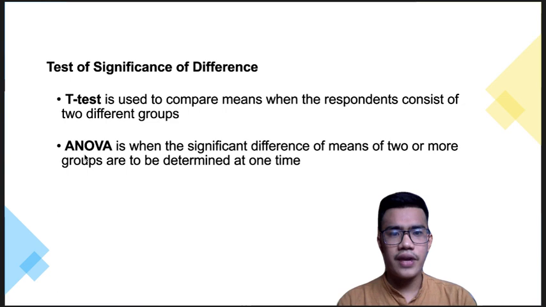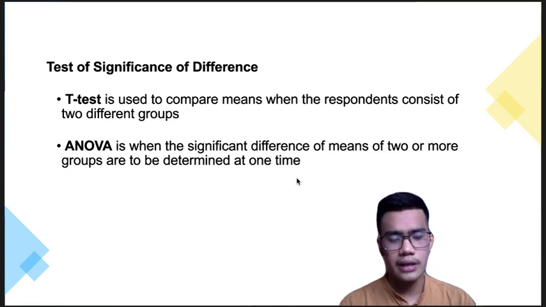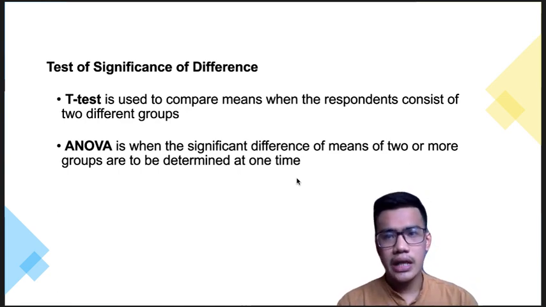Next, we have the ANOVA, or analysis of variance, or we call it one-way ANOVA. This time this tests for the means of two or more groups to be determined at one time. Meaning in one data analysis, we are to determine if there is a significant difference among the strands. This time it's two or more groups, so it's applicable that we use one-way ANOVA. If you are listening this afternoon, include this in your data analysis.